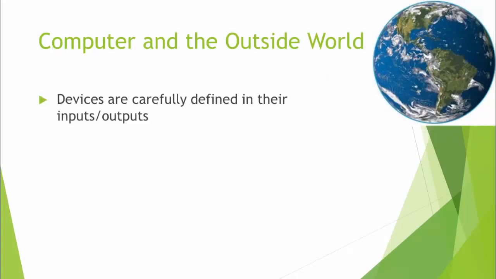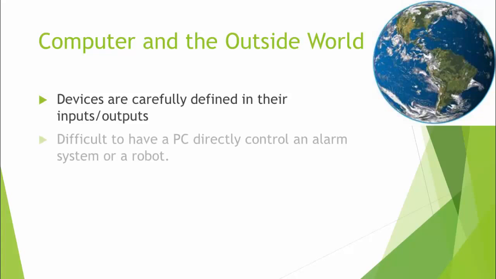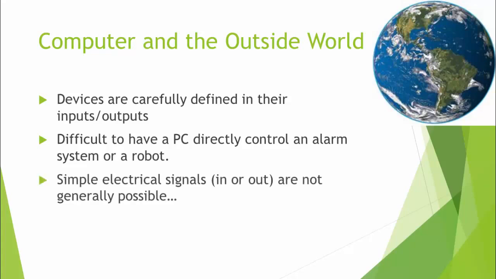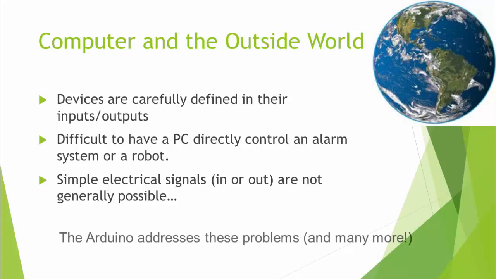So computers, when they work with the outside world, are carefully defined in terms of inputs and outputs. And it's challenging, certainly not impossible, but challenging, to have a PC directly control, for example, an alarm system or a robot. In fact, we need systems in between these in order to make those things happen. And in general, simple electrical signals, whether in or out, are not generally possible to use. Now, the Arduino addresses these problems and a whole lot of other problems for us when it comes to writing simple programs to do simple things.